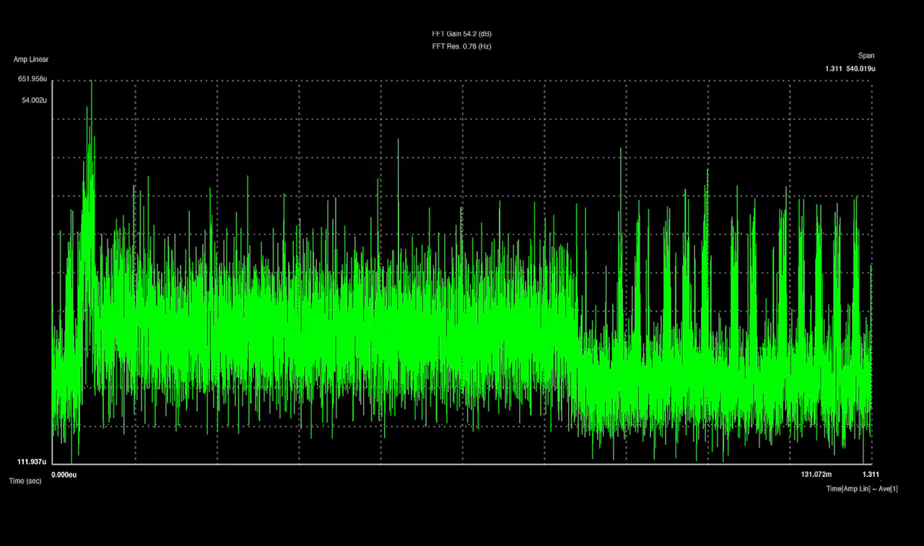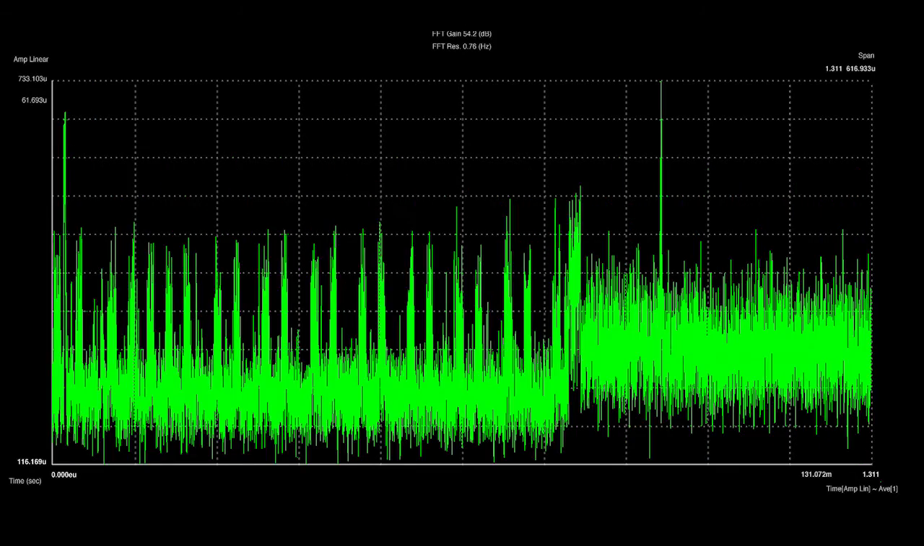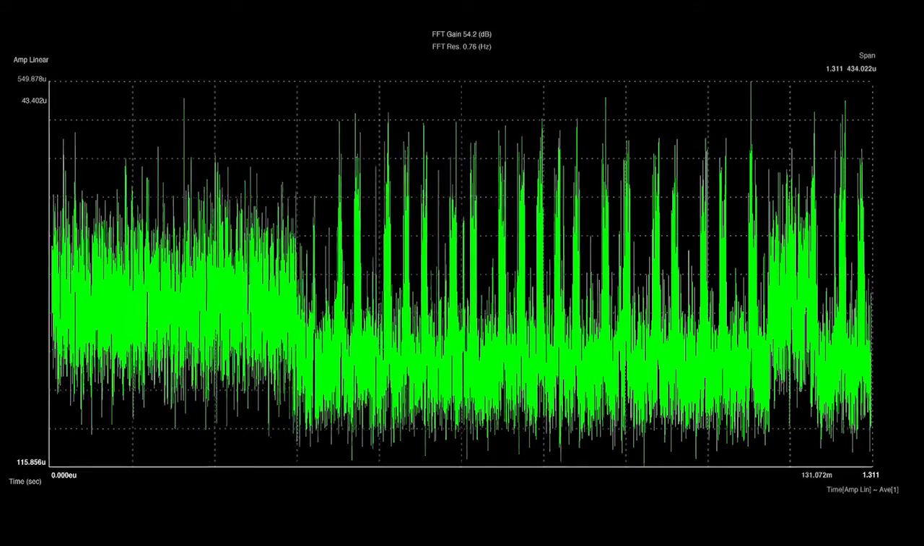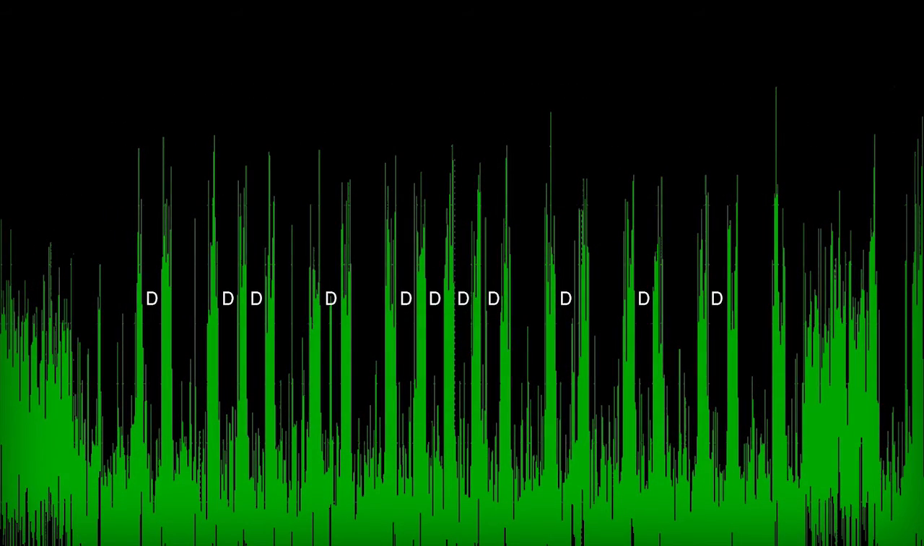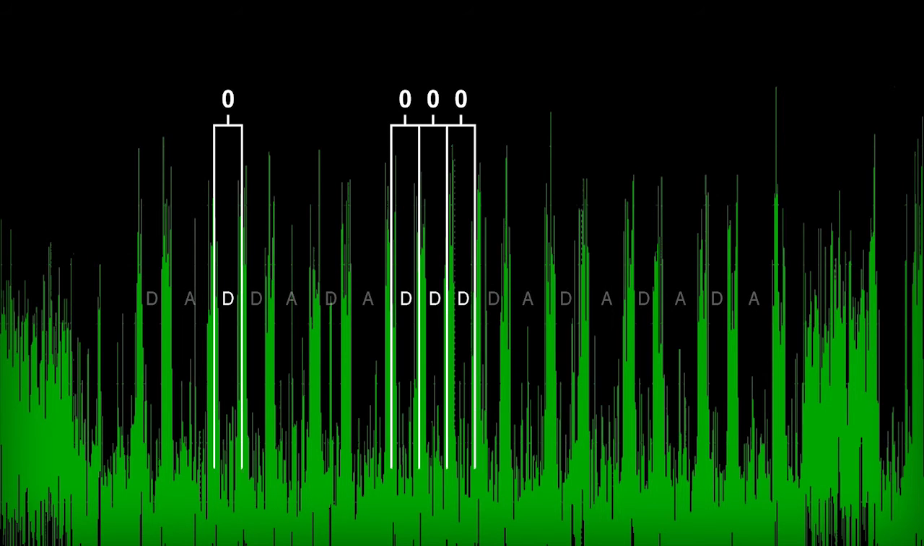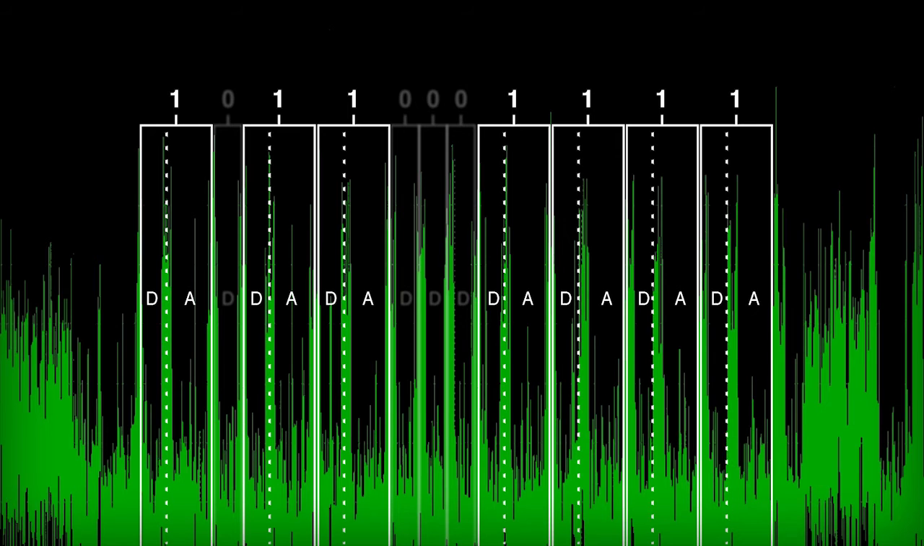The transitions we see here represent the double and add components of the elliptic curve operations. Looking at the plot, we can see that the double takes less time than the add. A double operation by itself represents a 0 bit, and the double operation followed by an add represents a 1. In being able to read this sequence, we can recover the entire secret key.